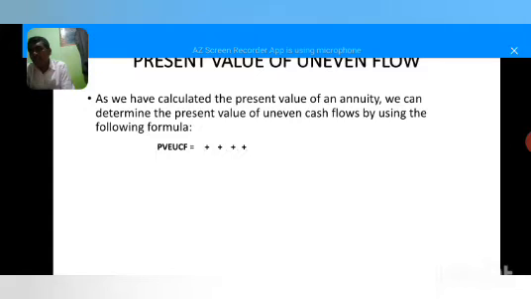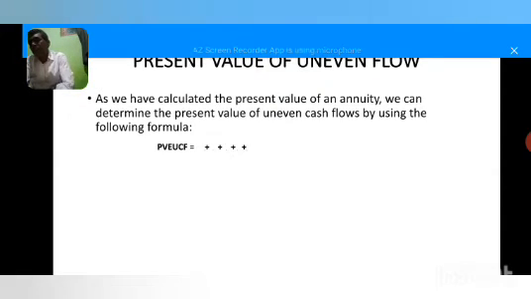Present value of uneven cash flow equals P1 divided by (1 plus R) to the power of 1, it is the first year; plus P2 divided by (1 plus R) to the power of 2, second year; plus P3 divided by (1 plus R) to the power of 3, it belongs to third year; plus P4 divided by (1 plus R) to the power of 4, it belongs to fourth year; plus P5 divided by (1 plus R) to the power of 5, it belongs to fifth year.